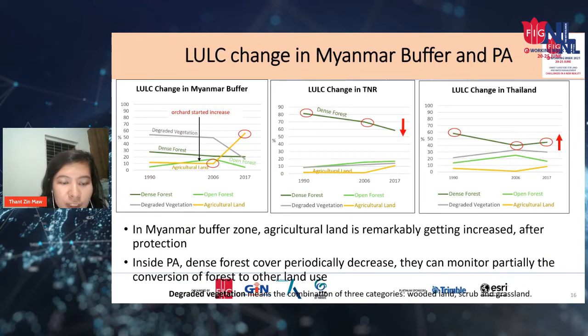In the Myanmar Phapham zone, agricultural land is remarkably increasing after protection inside the protected area. Dense forest cover periodically decreases. They can monitor partially the conversion of forest to others. Next slide.